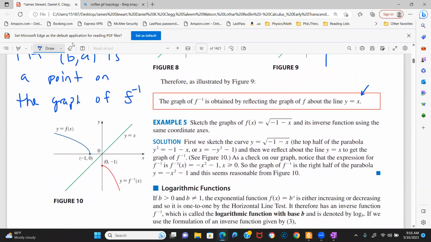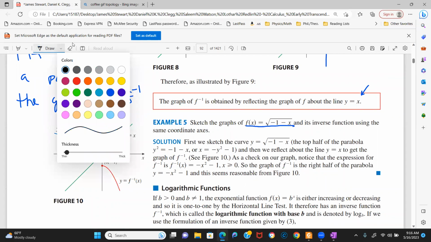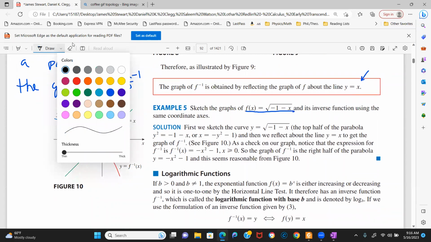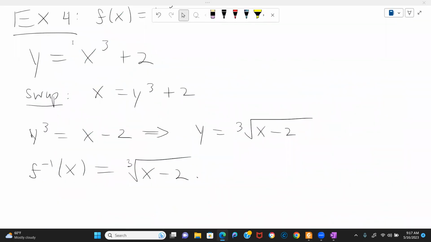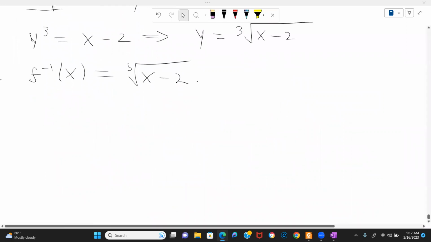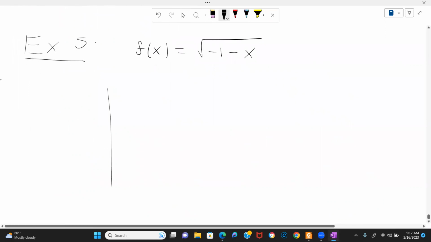So we have an example here, I guess. So we want to find the graph of f inverse. Well, that's not that bad. So remember that. All right, so let's go through the steps for this one. So this is example 5 in the book. So first of all, we have f of x is equal to square root of -1 minus x. So let's remember the graph of square root of x. So square root of x looks something like that.